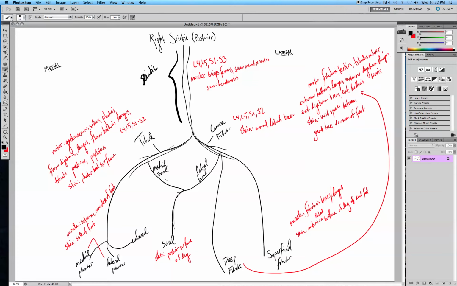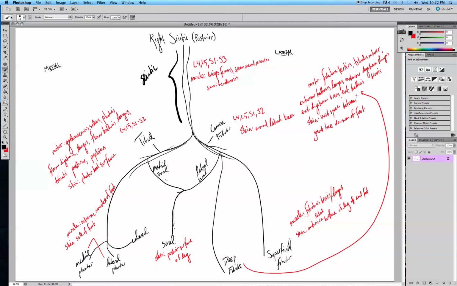Your medial and lateral plantar innervate the muscles that help you do foot intrinsics, so moving your foot around, things like that. And then it'll innervate the skin on the bottom of your foot, or the sole of your foot.